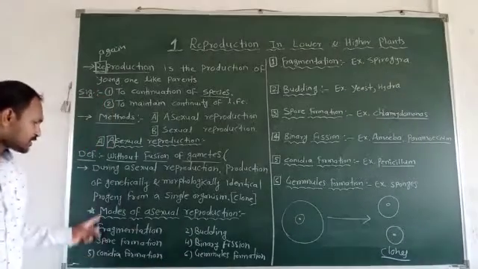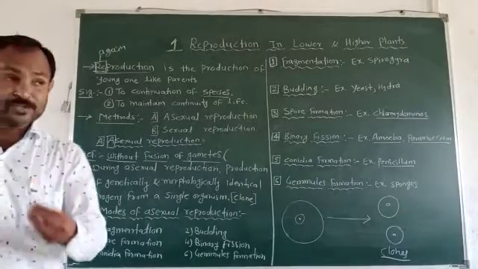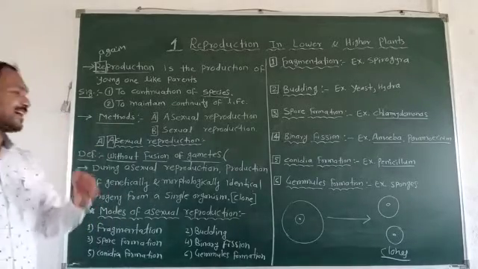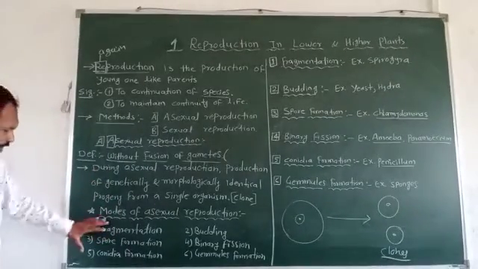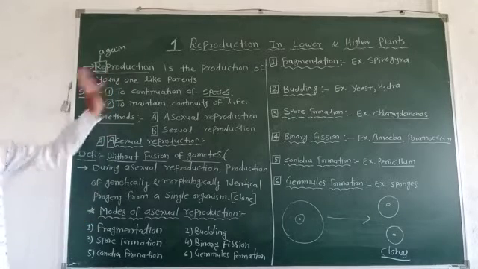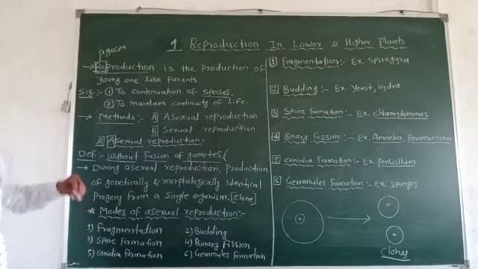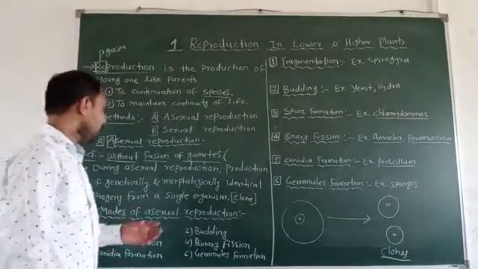Now these are the 6 modes to multiply the organism, in both lower and higher plants. These are generally common in the lower organisms, the multicellular or unicellular organisms. Now the first one is fragmentation.